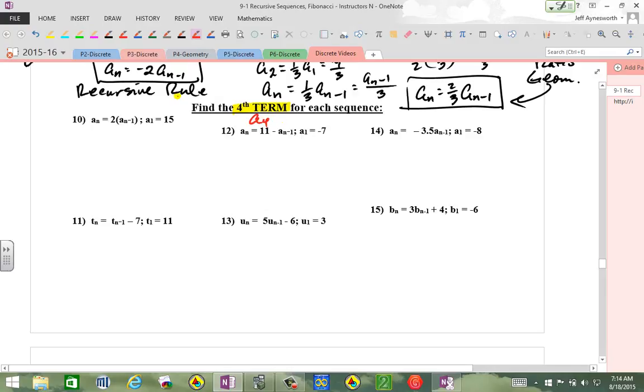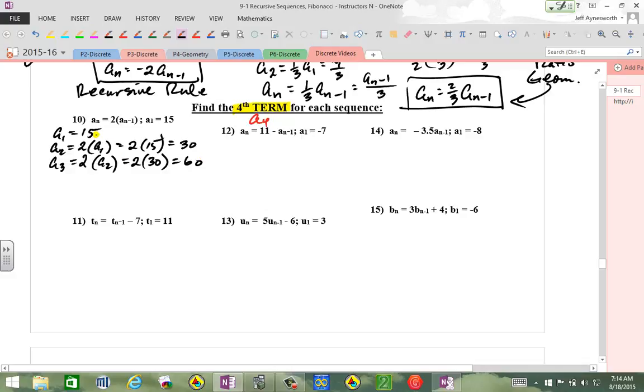All right, so here we go. We're going to find it in order. So starting with a sub 1. A sub 1 is 15. A sub 2 is equal to 2 times the one before it. So that's 2 times 15, or 30. A sub 3 is found by taking 2 times a sub 2. Well, we already know what that is. It's 30. So 2 times 30, and that's 60.